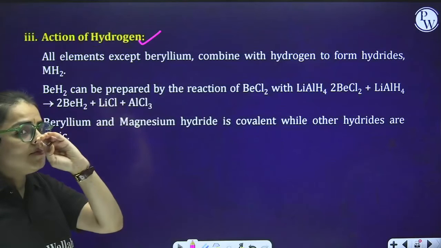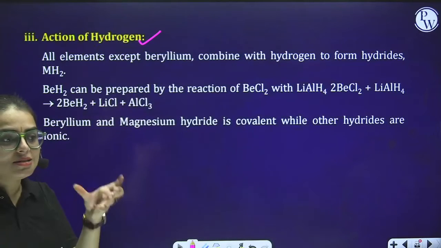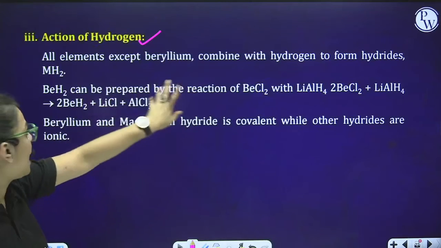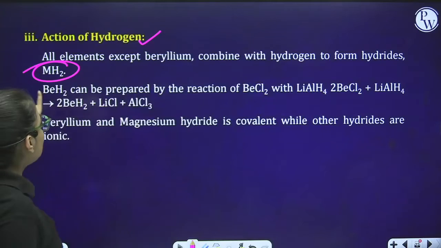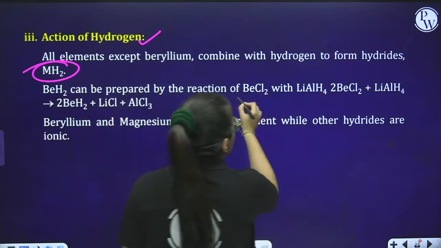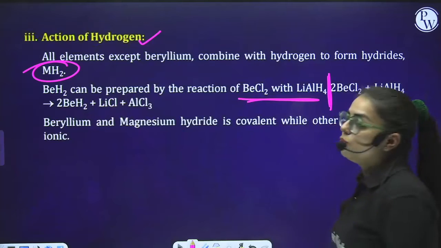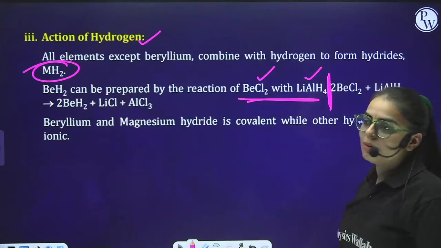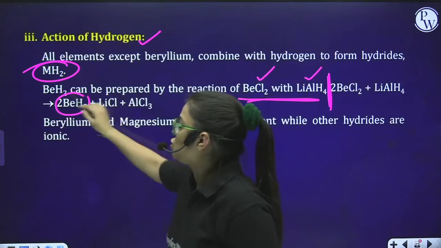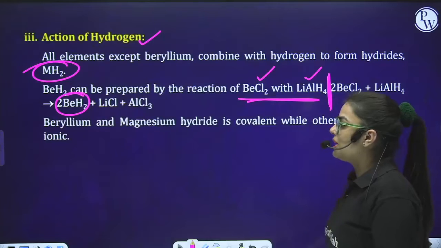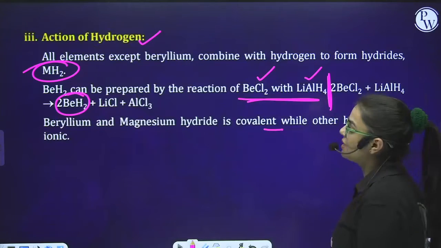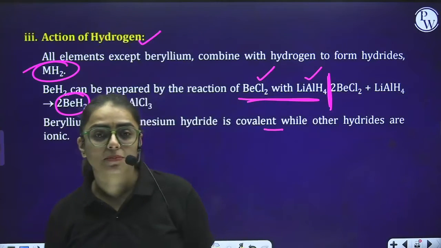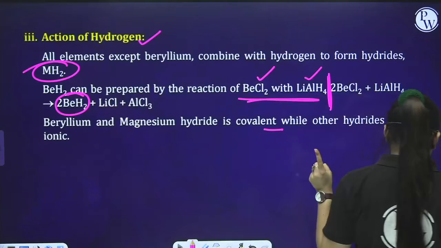Now students, comes the next part, that is the action of hydrogen. In this case also, BeH2, that means beryllium hydride, is somewhat difficult to prepare. All elements except beryllium combine with hydrogen to form hydrides, that is MH2. Now BeH2 can be prepared by the reaction of BeCl2 with LiAlH4, lithium aluminium hydride. So when you react BeCl2 with lithium aluminium hydride, you get BeH2. Beryllium and magnesium hydrides are covalent while the other hydrides are ionic in nature. Clear? So with regard to beryllium, a lot of questions can be asked. So please pay huge attention over here.